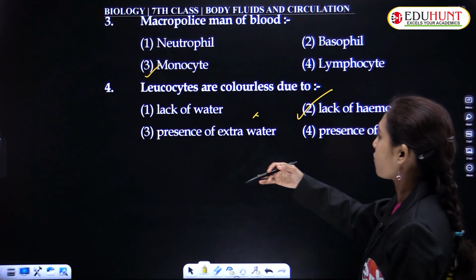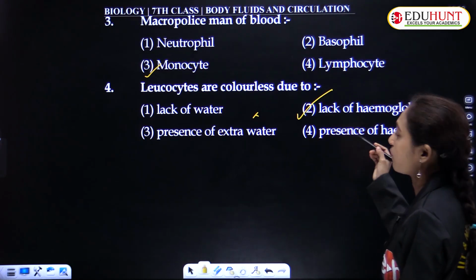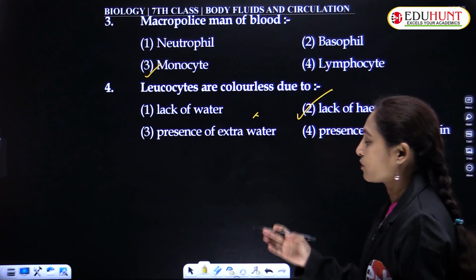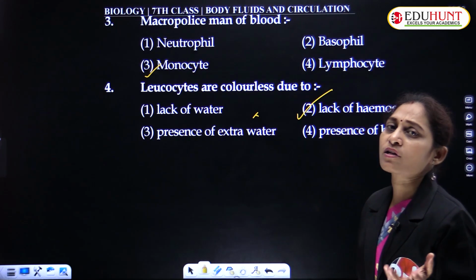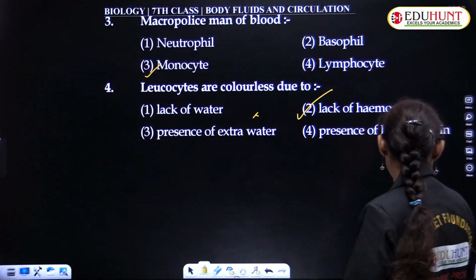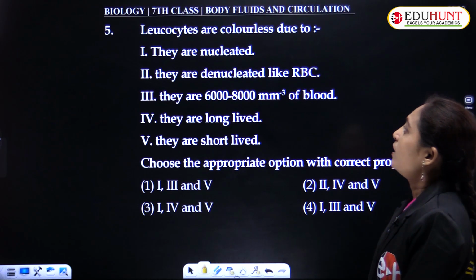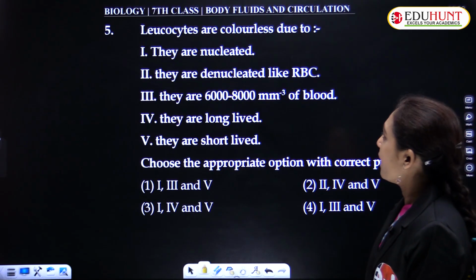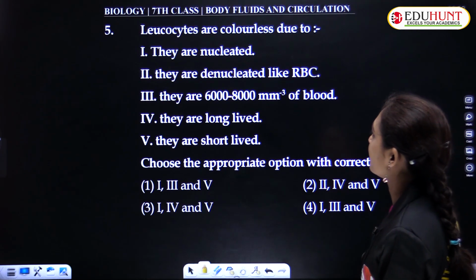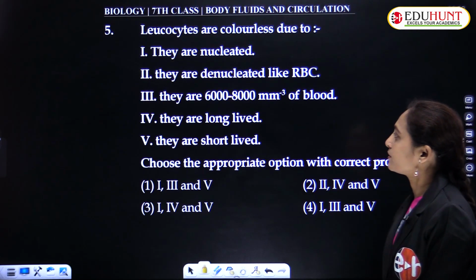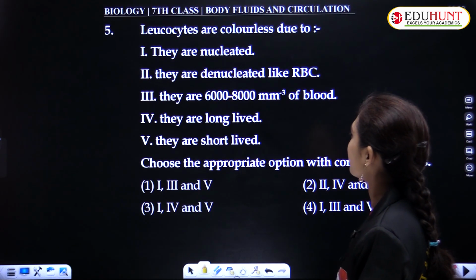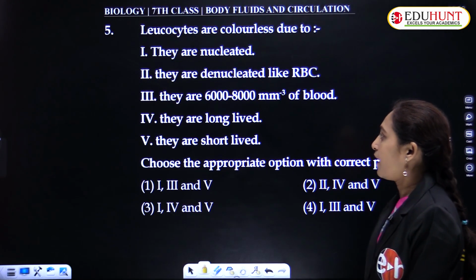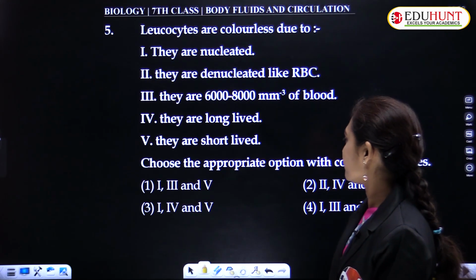Extra water? No. Presence of hemoglobin? No. If it is present, then it should be in red color. So it is white or colorless because of absence of the pigment hemoglobin. Next question: Leukocytes are, they are nucleated, they are denucleated like RBC, they are 6000 to 8000 per millimeter cube of blood, they are long lived, they are short lived.